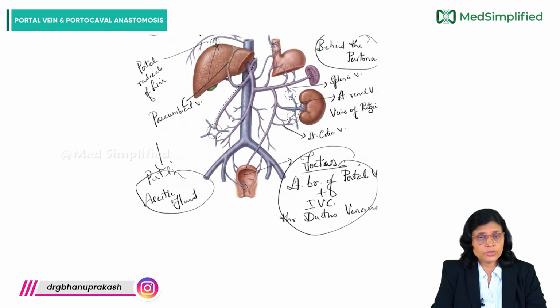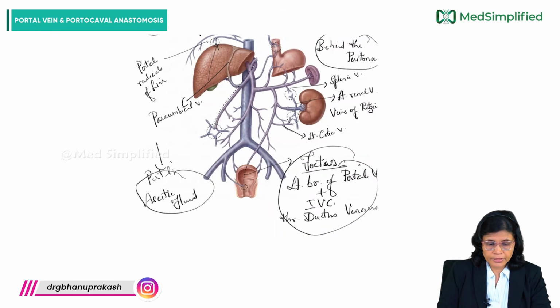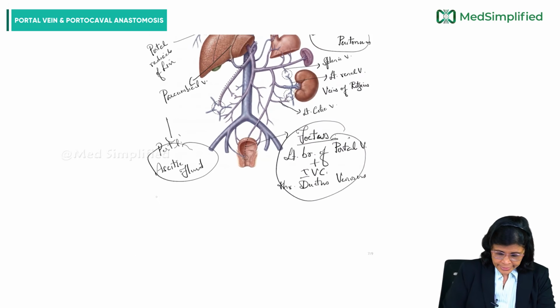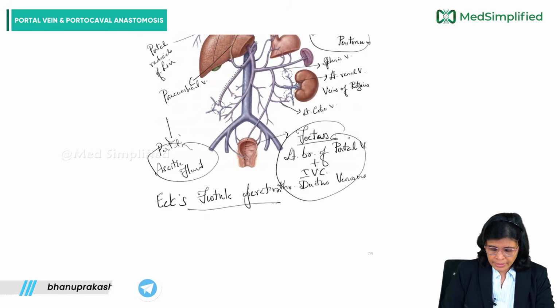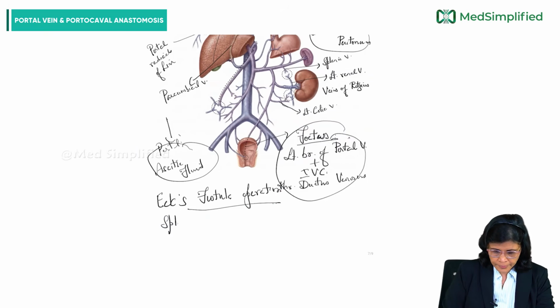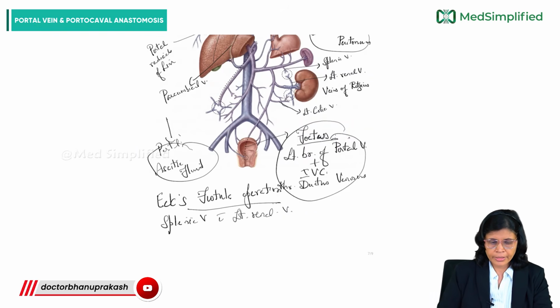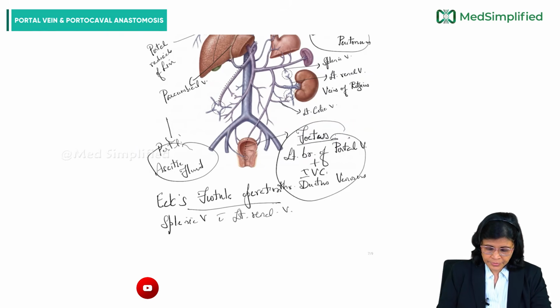So in such conditions, usually they do a portocaval shunt. It's just an attempt to control this. That is known as the Eck fistula operation. Here they anastomose the splenic vein with the left renal vein, with or without splenectomy. So this is known as the Eck fistula operation.